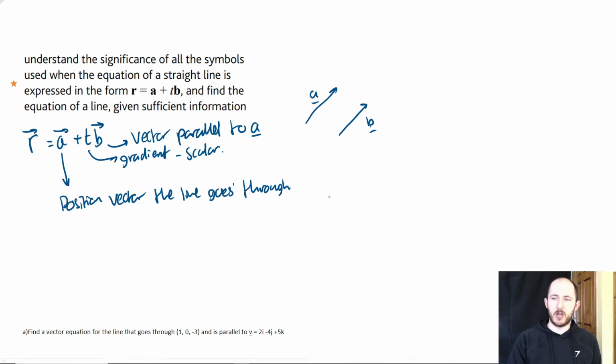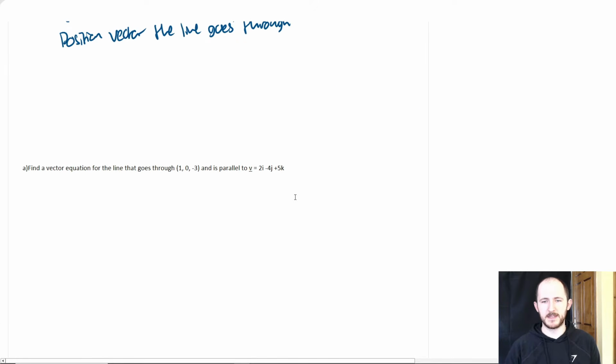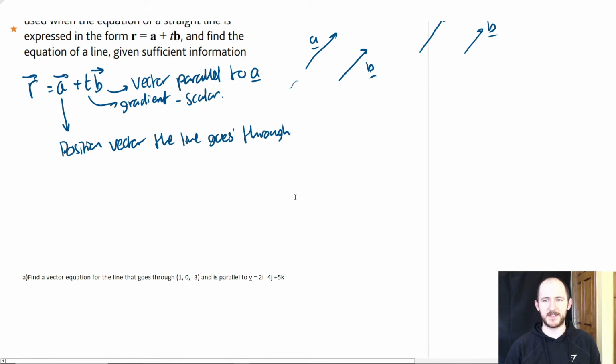So the line goes through A. So let's say we have A here. The line goes through it, we can call the line L, and B just has to be a vector that is parallel to that line. I know it seems like a very arbitrary set of requirements, but I promise you it does make some amount of sense. So we also need to be able to find the equation of a line given sufficient information.